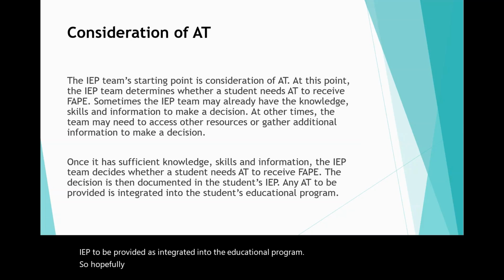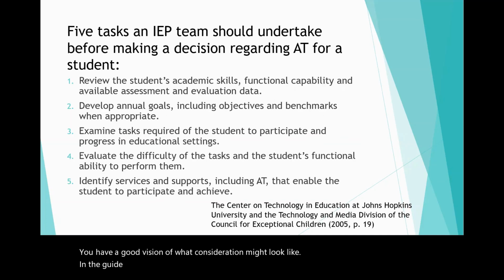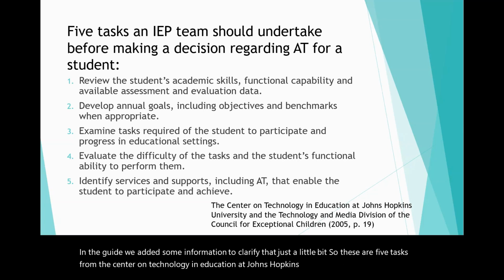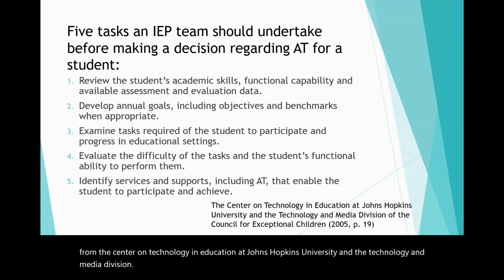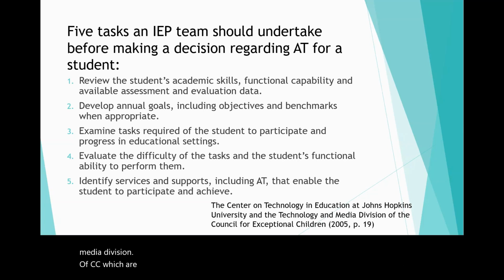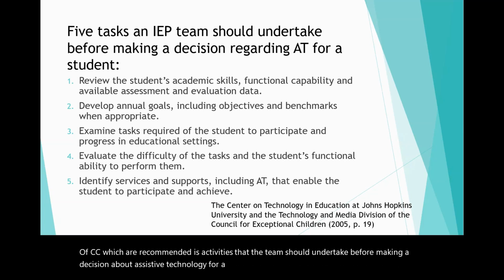So hopefully by now, particularly if you've participated in both of the webinars we've offered so far, you have a good vision of what consideration might look like. In the guide, we added some information to clarify that just a little bit. So these are 5 tasks from the Center on Technology and Education at Johns Hopkins University and the Technology and Media Division of CEC, which are recommended as activities that the team should undertake before making a decision about assistive technology for a student. First of all, the team should review academic skills, functional capability, and available assessment and evaluation data. So the team should look at what information you already have.